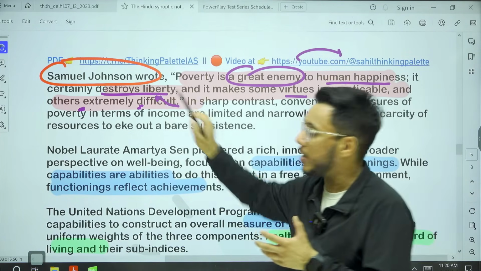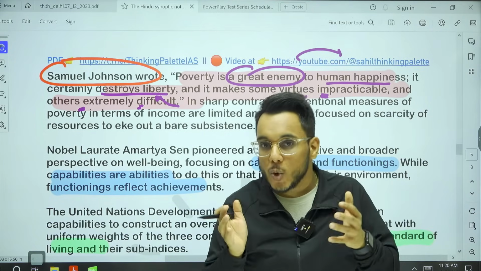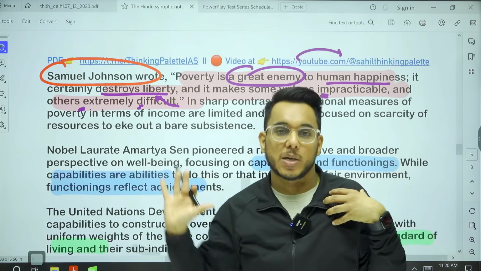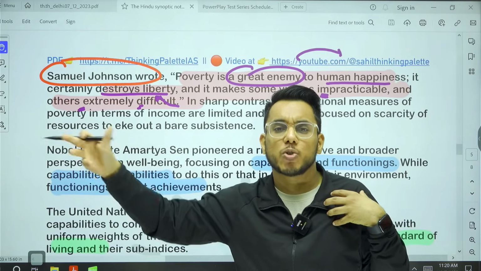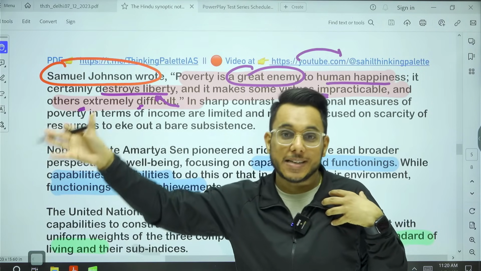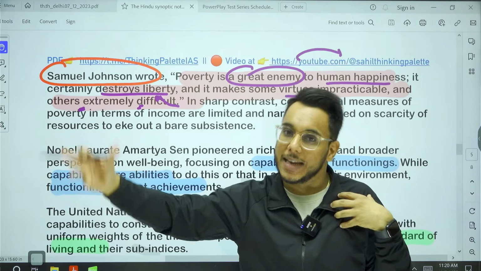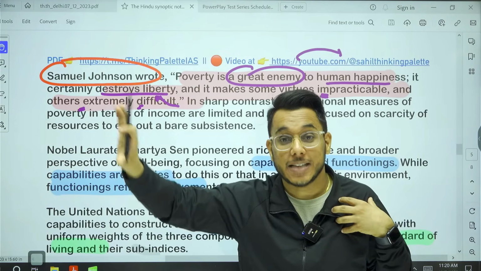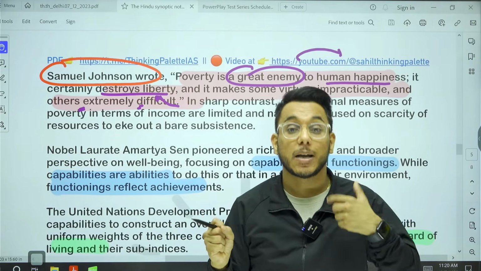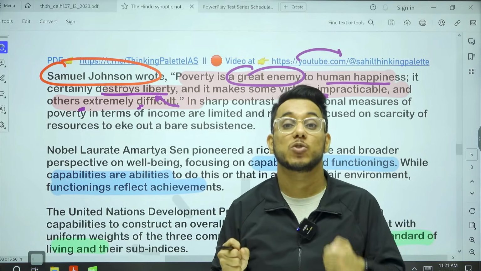It destroys your liberty. Suppose there is a rich person. This rich person wants to retire at the age of 30. He can do that. A rich person wants to spend some time with his children. He can do that because he has money, and his survival will not be jeopardized. But a poor person does not have this liberty, does not have a choice.